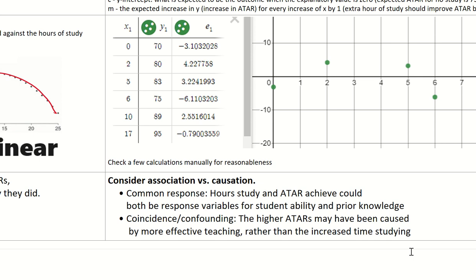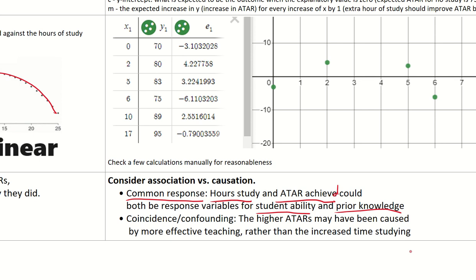So we're not saying that we're 80% sure that the studying caused the better ATARs or anything like that. Whenever we're doing bivariate data, there's always some risks. So one of the risks is the common response. So both of those things that we measured, the hours studied and the ATAR achieved, they could both be responding to something else. So if we've got student ability and prior knowledge, if we can measure that, maybe students that basically are smart and have studied in the past, maybe those students study more and also get higher ATARs. So we haven't actually found anything that causes the better ATAR.